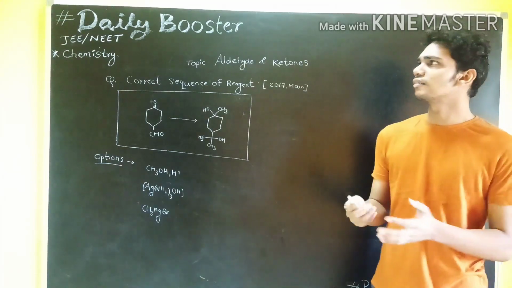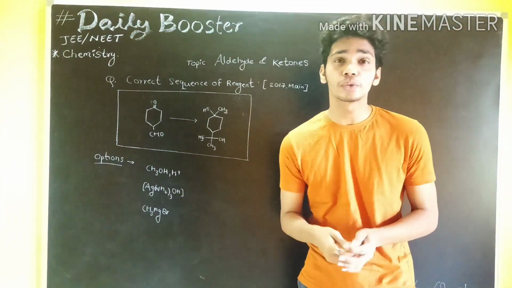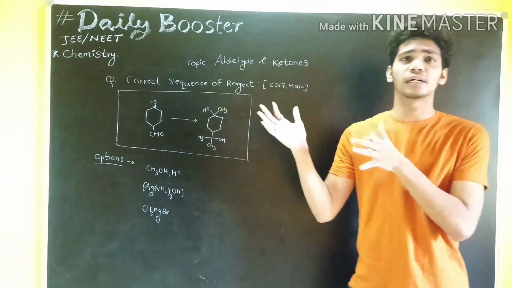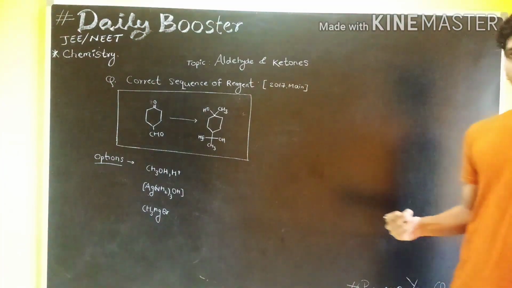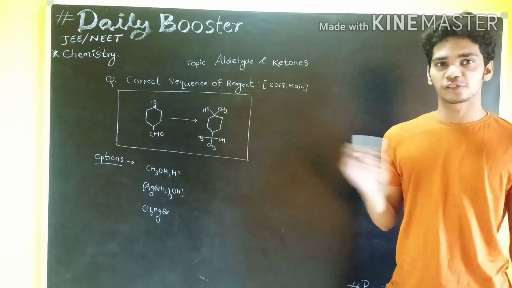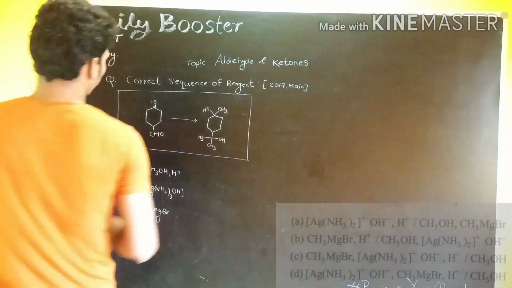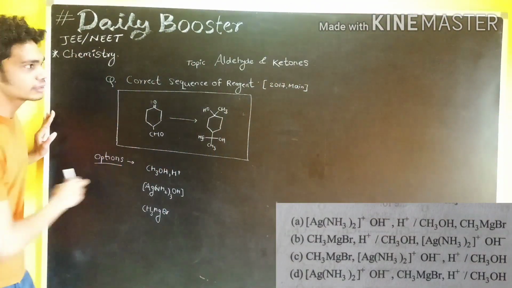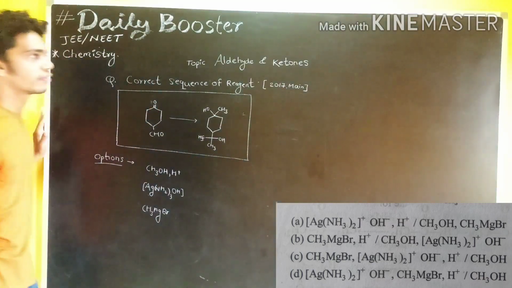Today I'm going to start with a daily booster where I'm going to talk about the previous year questions we are going to solve about chemistry. Today's topic is aldehydes and ketones. The question is in front of you. The question is: what is the correct sequence for the reagents? This question was asked in 2017 Mains.